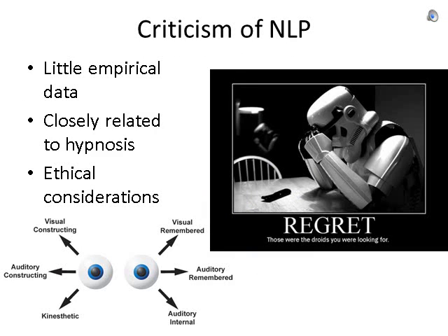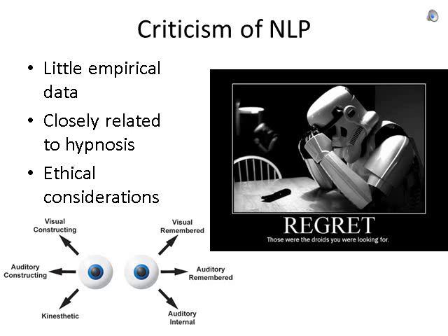NLP has been critiqued because empirical data has not found that the eye positions have been verified. The detail of the NLP model has not been substantiated by research studies. The inventors of the model did not want to be evaluated at the level of a theory, therefore NLP is considered a model. This means that NLP is not falsifiable, but has some anecdotal evidence that it works.